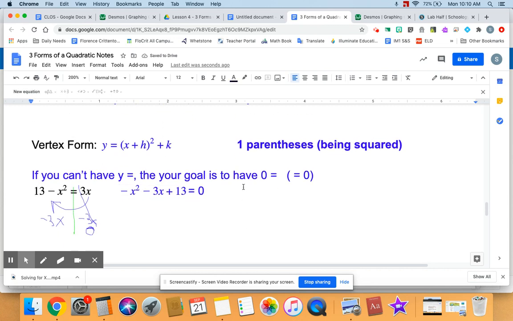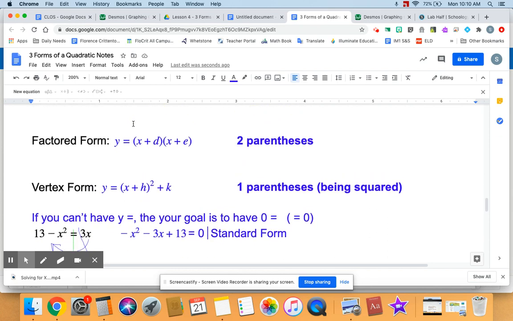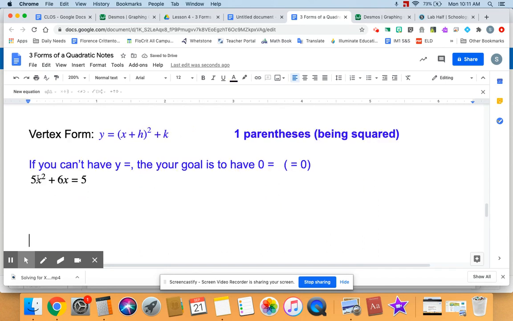And now that all equals 0, and this was in standard form. Now that we've written it properly. This is still standard form, it's just not written properly. Now we've written it properly with either it being y equals or 0 equals. And we have the equal 0 at the end, so we're good.